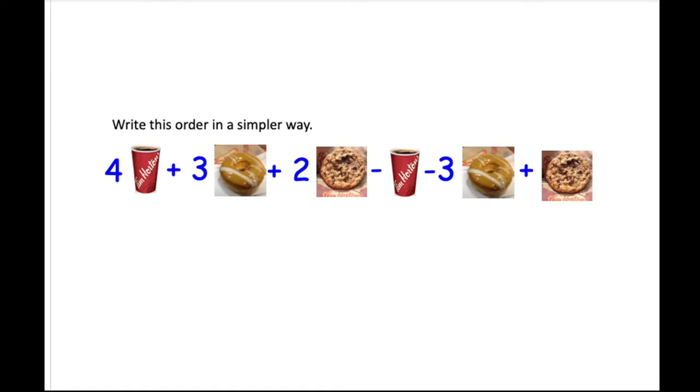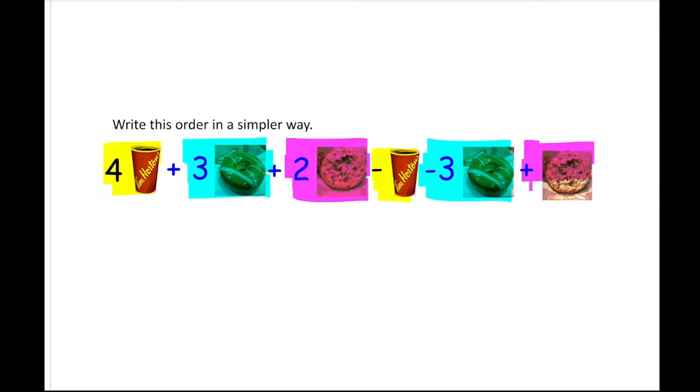Again, in another example, now I'm dealing with 3 different items: the coffees, the donuts, and the raisin cookies. Again, I'm going to focus on the parts that are similar. I'm going to focus on my coffees, the donuts, and the raisin cookies. Again, you don't have to highlight and circle or identify which ones are the same.